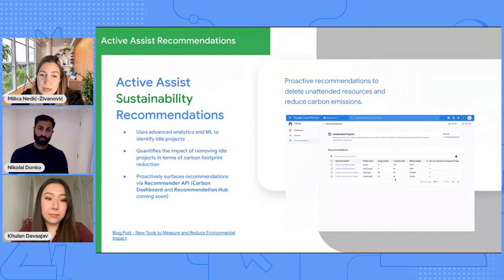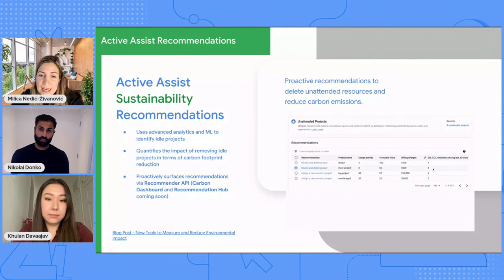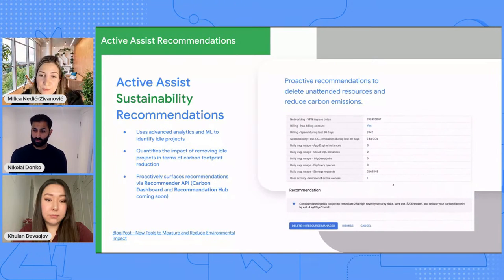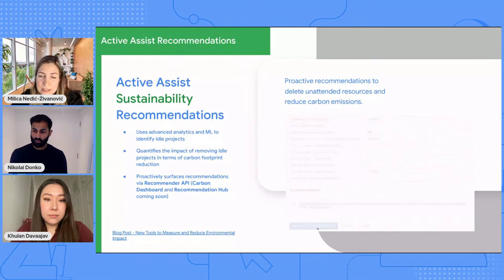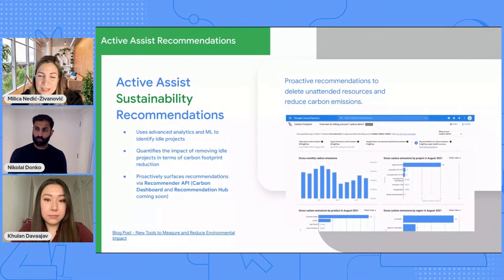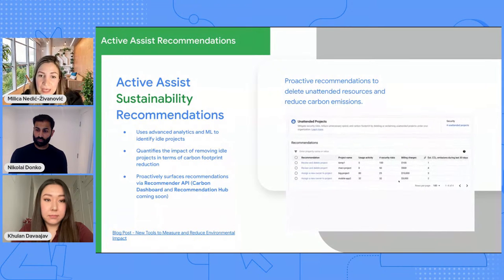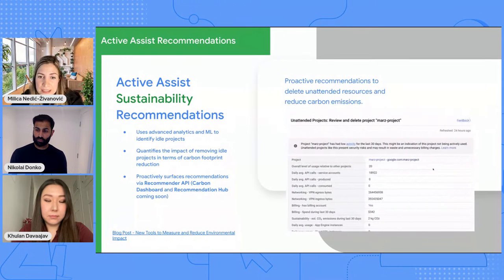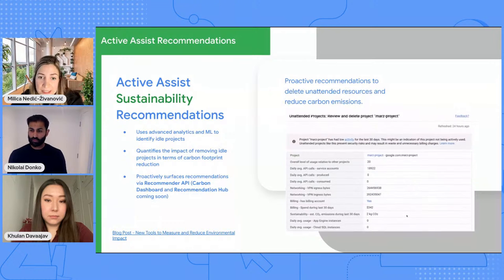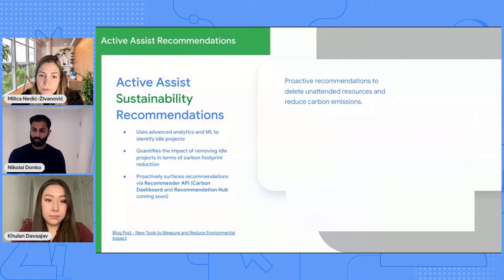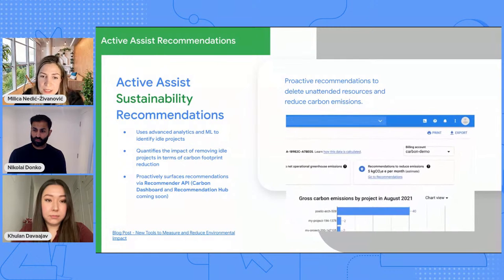Okay, another tool in our set is Active Assist. Within Active Assist, we're not only focusing on cost, security, and performance. We have a new pillar in our Active Assist mission, and that is sustainability. This is helping us take the first step towards proactively helping Google Cloud customers to reduce the carbon footprint of their workloads with these recommendations.